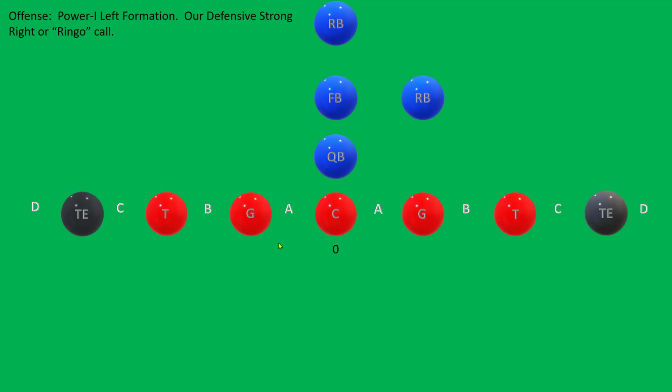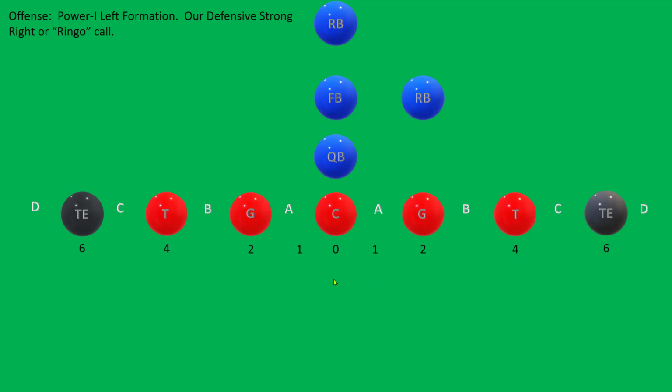Your zero technique is head up over the center. This would be for our nose guard. Head up over the guard is a two tech or a two technique. Head up over the tackle would be a four tech or a four technique. And head up over the tight ends would be a six tech. So we're not always going to line up head on with the opposing offensive player across from us. So we've got some additional techniques that I'll dive into right now.